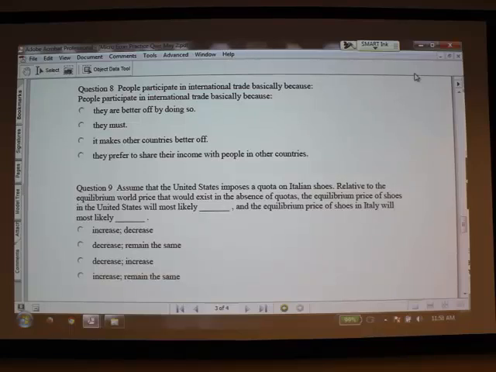Question 8. People participate in international trade because, I hope everyone got this, they're better off. At least in economic models, you would not buy and import if it didn't make you better off, right?